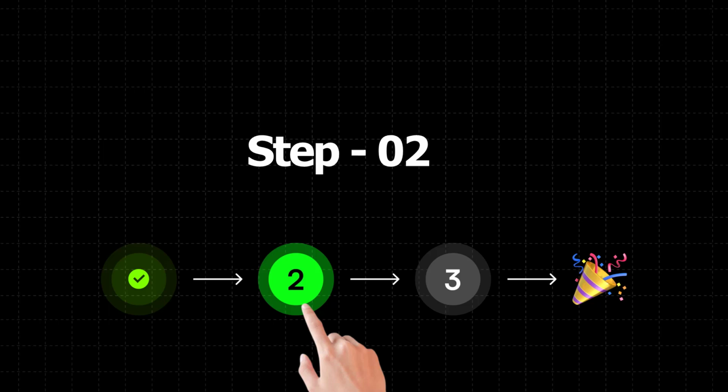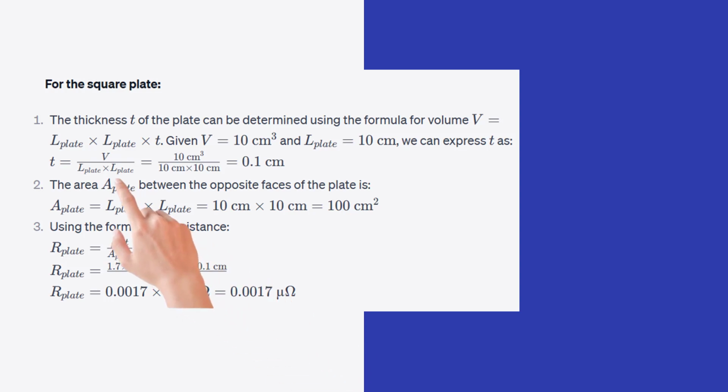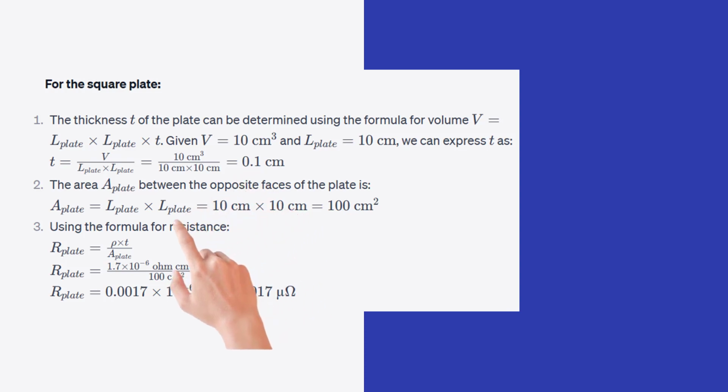Step 2. Using the given data and formula, we can determine the resistance between the opposite faces of the plate. First, we find the thickness of the plate. The formula is thickness of the plate equals volume of the plate divided by length of the plate into length of the plate. We know that the volume of the plate is 10 cubic centimeter and the length of the plate is 10 centimeter. After simplifying, we will get the thickness of the plate is 0.1 centimeter.